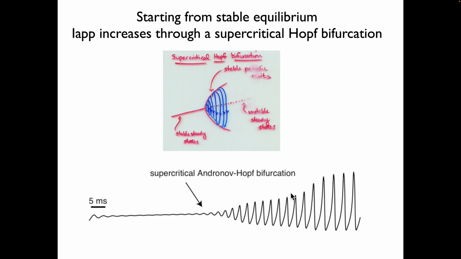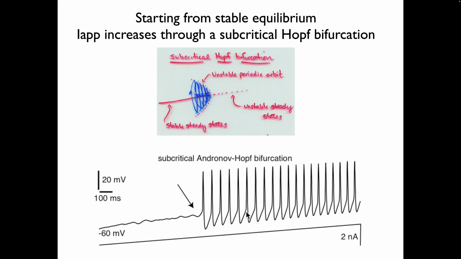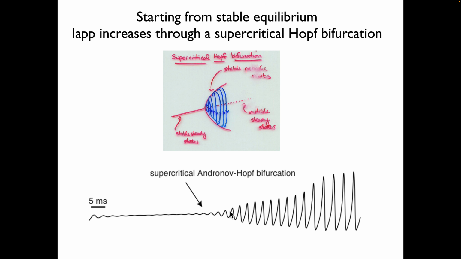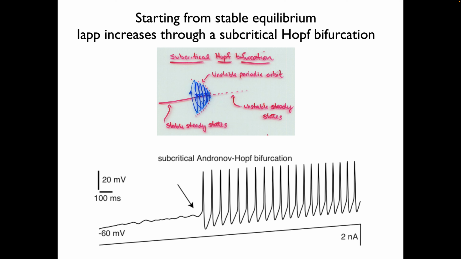In both cases, though, when you go through the bifurcation point, this slow passage through the bifurcation, you can see evidence that the membrane wants to spike at a particular frequency. In both cases, when this oscillation starts, it's starting at a particular finite frequency.